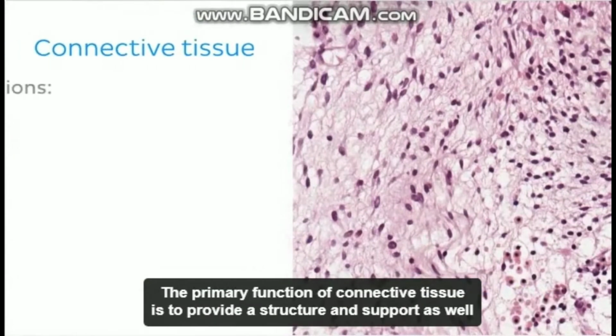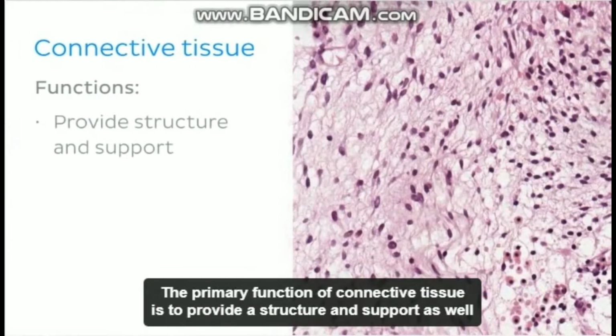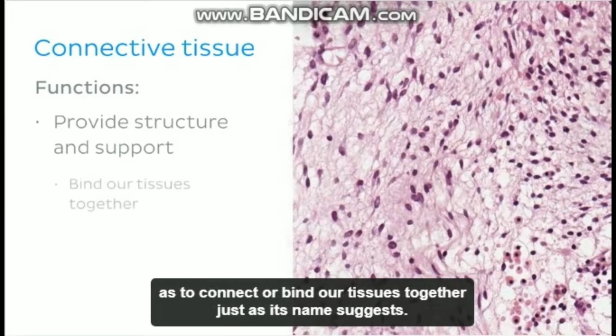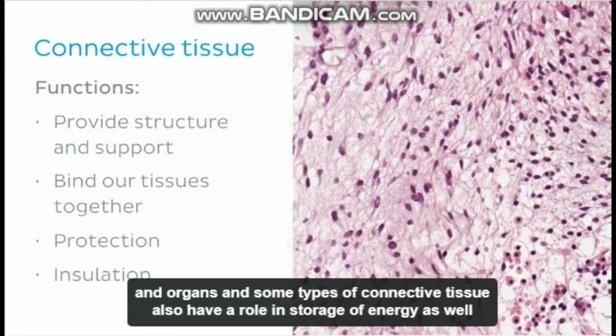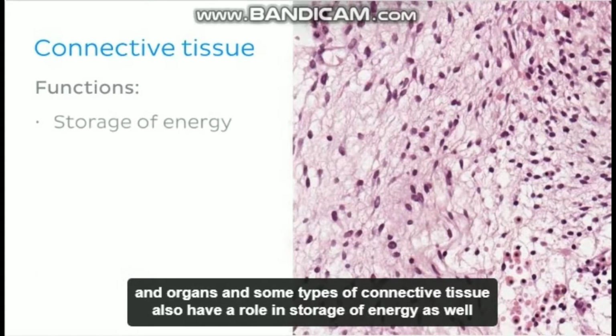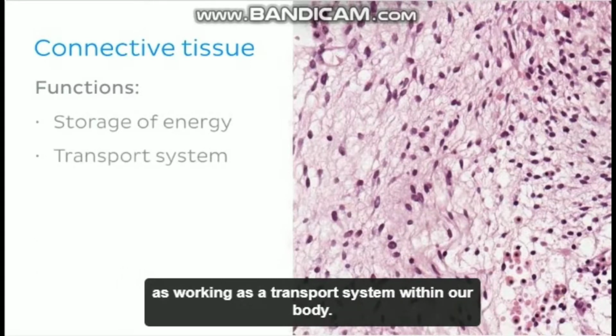The primary function of connective tissue is to provide structure and support, as well as to connect or bind our tissues together, just as its name suggests. It also works to provide protection to our body, as well as insulation to our other tissues and organs. And some types of connective tissue also have a role in storage of energy, as well as working as a transport system within our body.